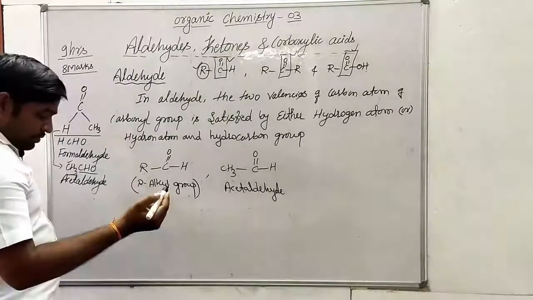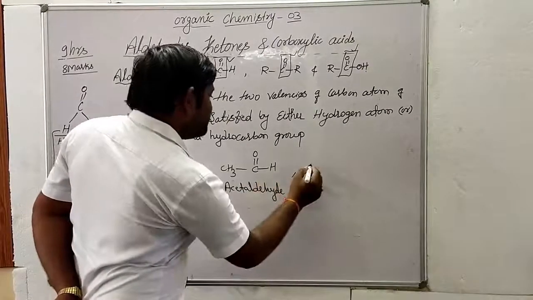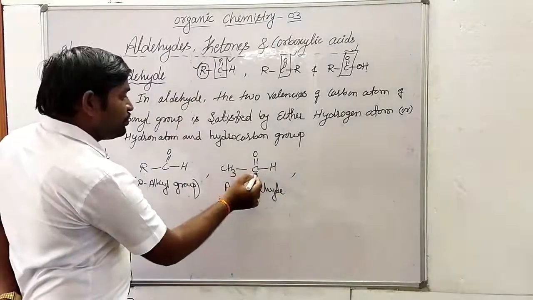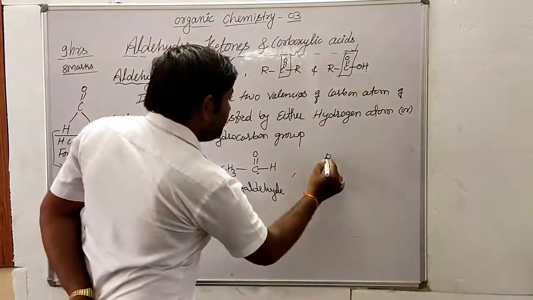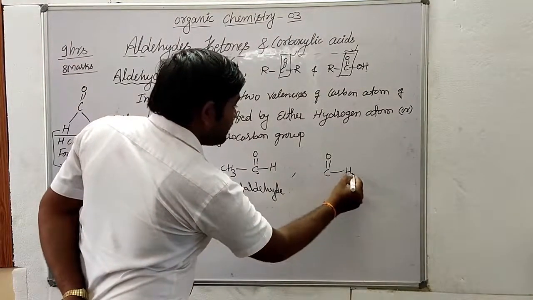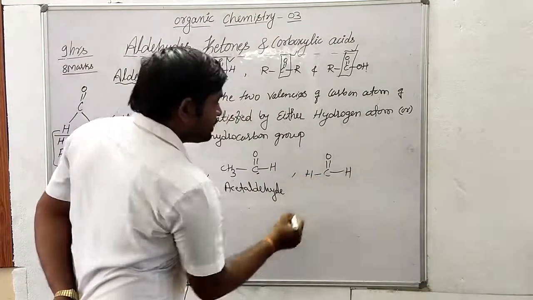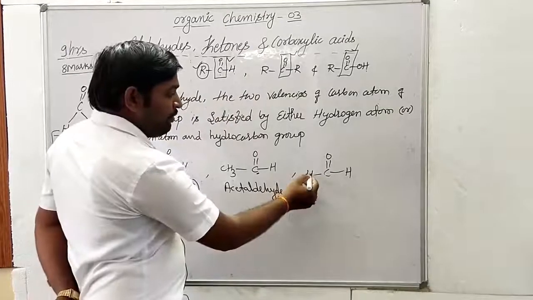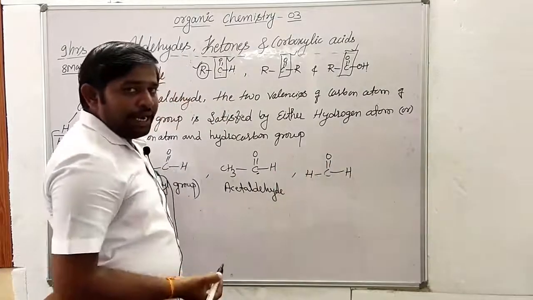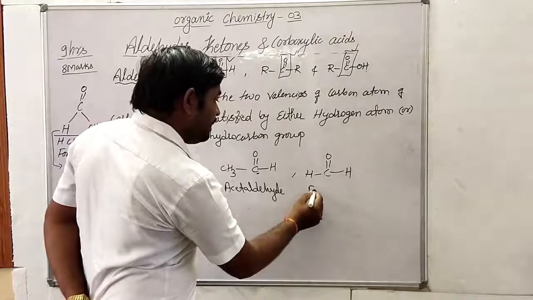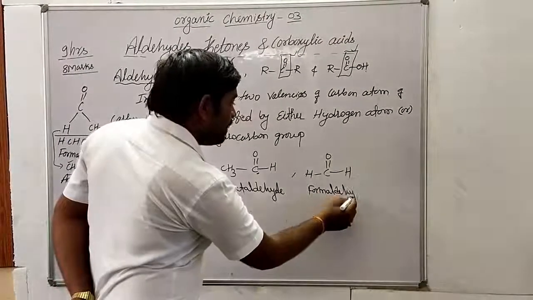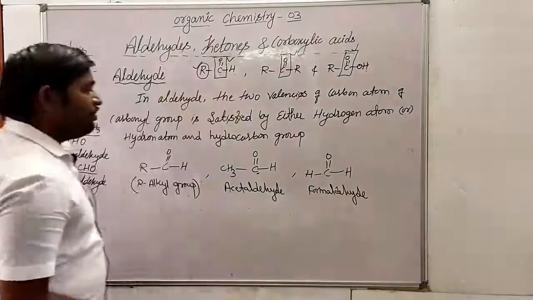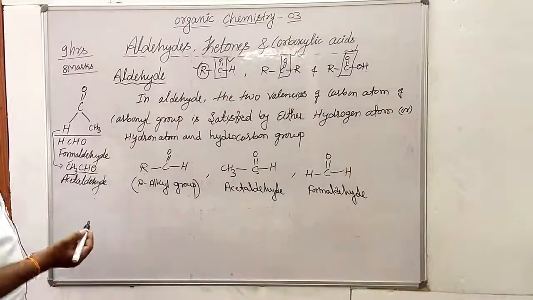One more example we may consider. The valencies of this carbonyl carbon atom can be satisfied by only hydrogen atoms. This is satisfied by a hydrogen atom, this is also satisfied by a hydrogen atom. Both the valencies are satisfied by only hydrogen atoms. This is called formaldehyde. Still more examples we may also consider.